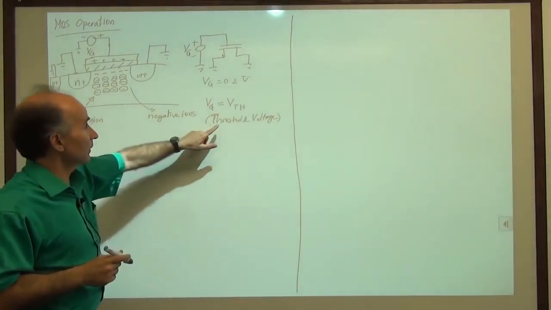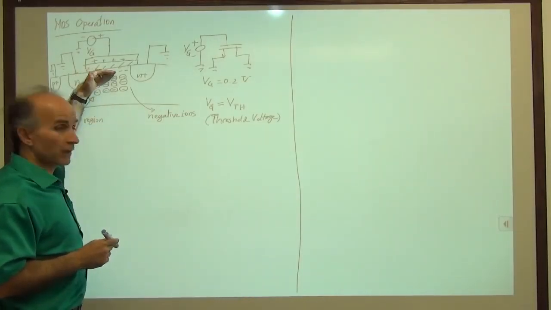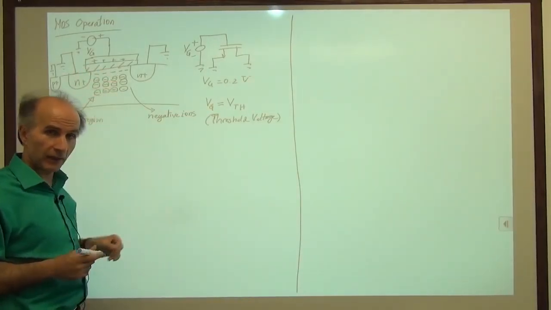And so this is what we call the threshold voltage, the voltage at which we begin to introduce electrons here instead of these negative ions.